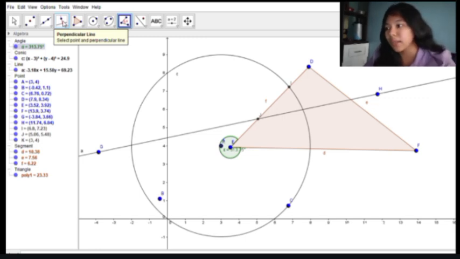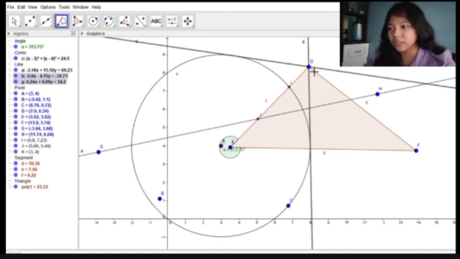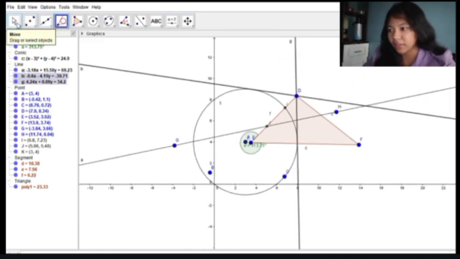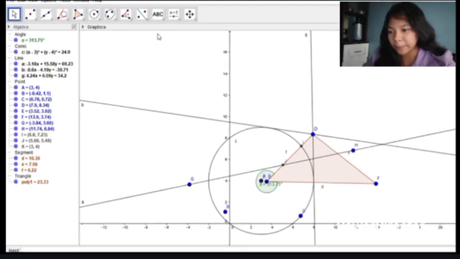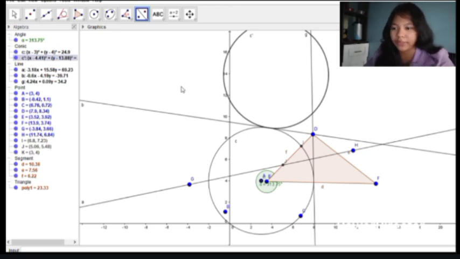We can also find its tangents, like this circle and this point. We can also do translation, reflection. See? You can also reflect about a point, reflect about a circle, rotate around a point, translate, and dilate from a point.